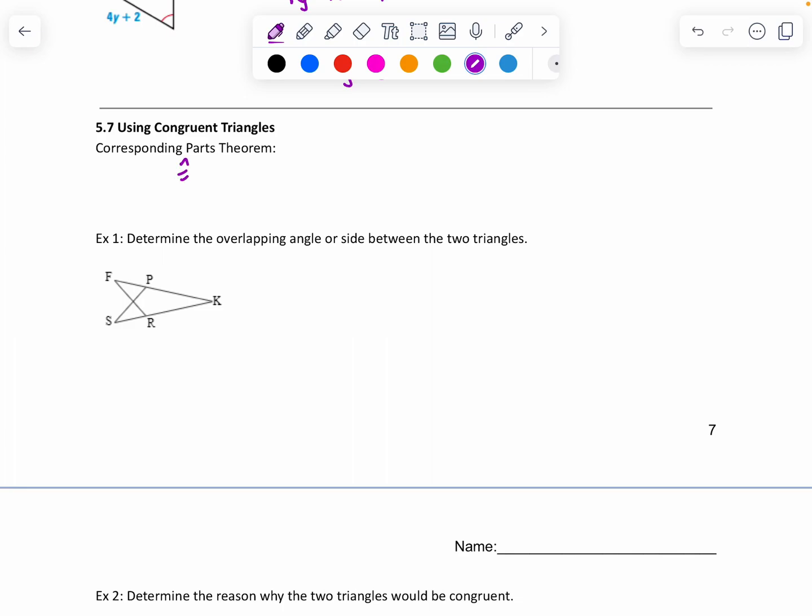Sorry, I forgot the congruent portion of this. So if triangles are congruent, then their parts are congruent. So in order to use this theorem, you must prove that your two triangles are congruent.